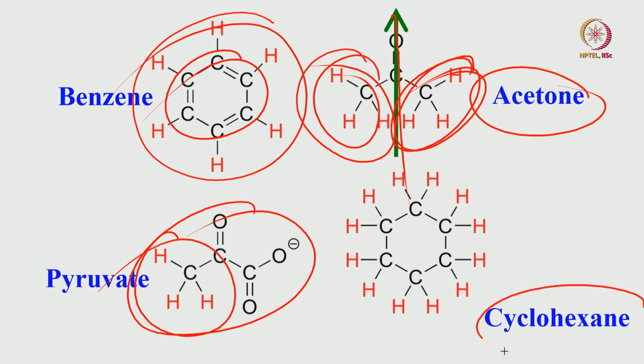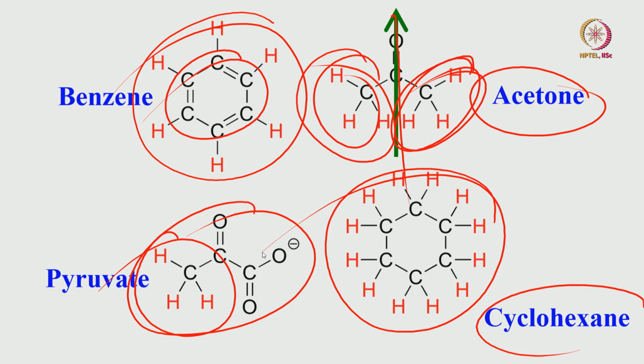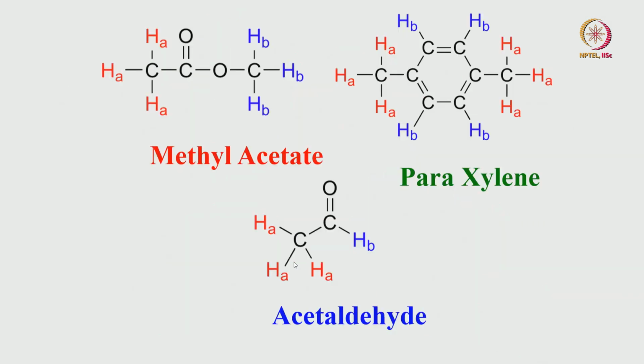Go to cyclohexane, a very interesting molecule. There are 12 protons, and interestingly, all the 12 protons are chemically equivalent. If you take the proton NMR of this, you get a single peak. If you take the carbon-13 NMR of this, you will get a single peak. These are all chemically equivalent nuclei.